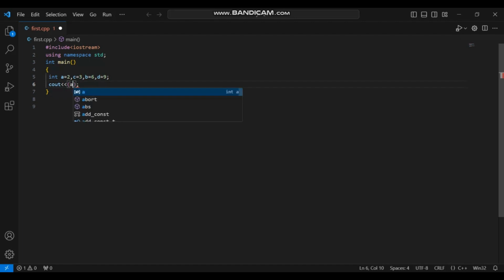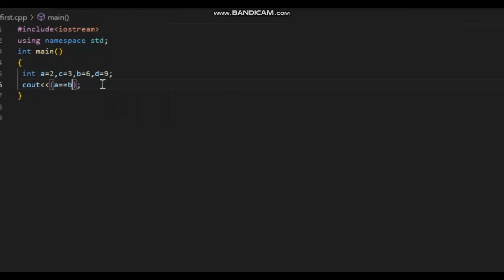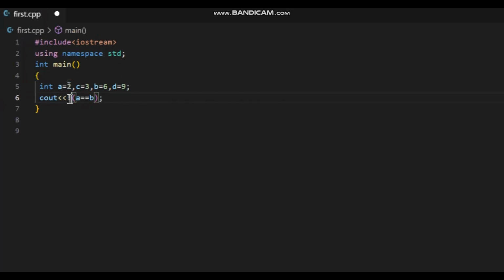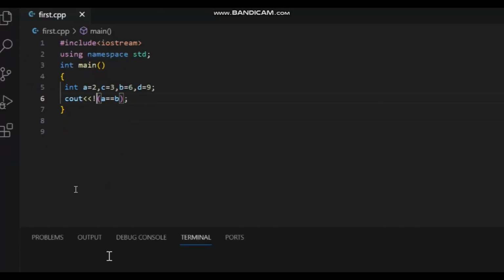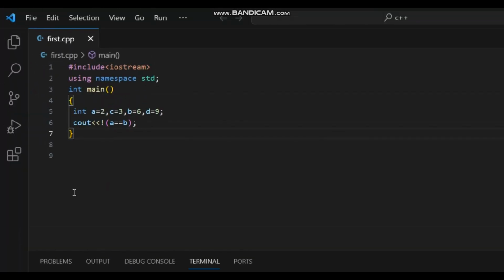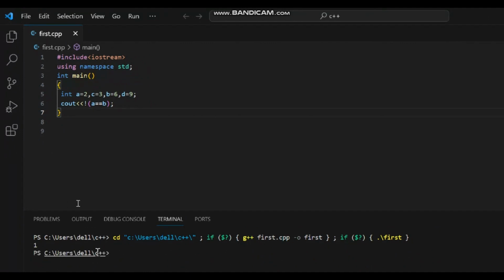For example, if we write A equals to B. What is the condition here? A equals to B. Means we are saying that A equals B. But here A is not equal to B, because 2 is not equal to 6 here. So it returns false. Normally it returns false. But if we write the NOT operator here, first the false will be printed as true. Here we got the output as 1.